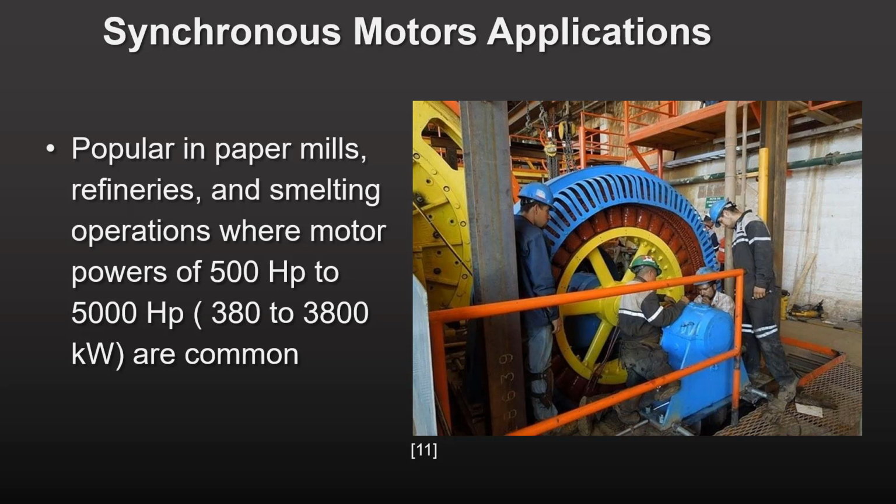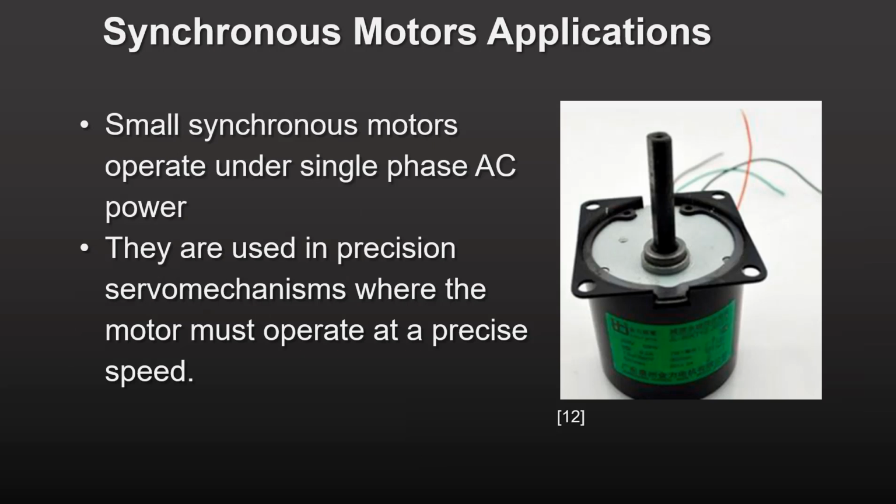Synchronous motors are often found in mills and refineries where large motor powers of 500 to 5,000 horsepower are common. That's 380 to 3,800 kilowatts, with motors of larger diameter than the heights of the people shown in the photo at the right. Small synchronous motors operating under single-phase AC power provide power to servo mechanisms which must run at very high speeds. These motors are commonly found in critical aerospace guidance and navigation systems.